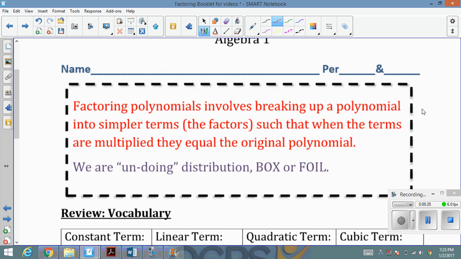It involves breaking up a polynomial into simpler terms, the factors, such that when the terms are multiplied, they equal the original polynomial. In the past, we have likened this to doing 12 and writing it as 3 times 4. I am writing my polynomial as a product, multiplication, of 2 other polynomials. So this is factoring using numbers. We're going to be factoring using polynomials. Essentially, we are just undoing our distribution or our box or our FOIL. We're undoing multiplication.